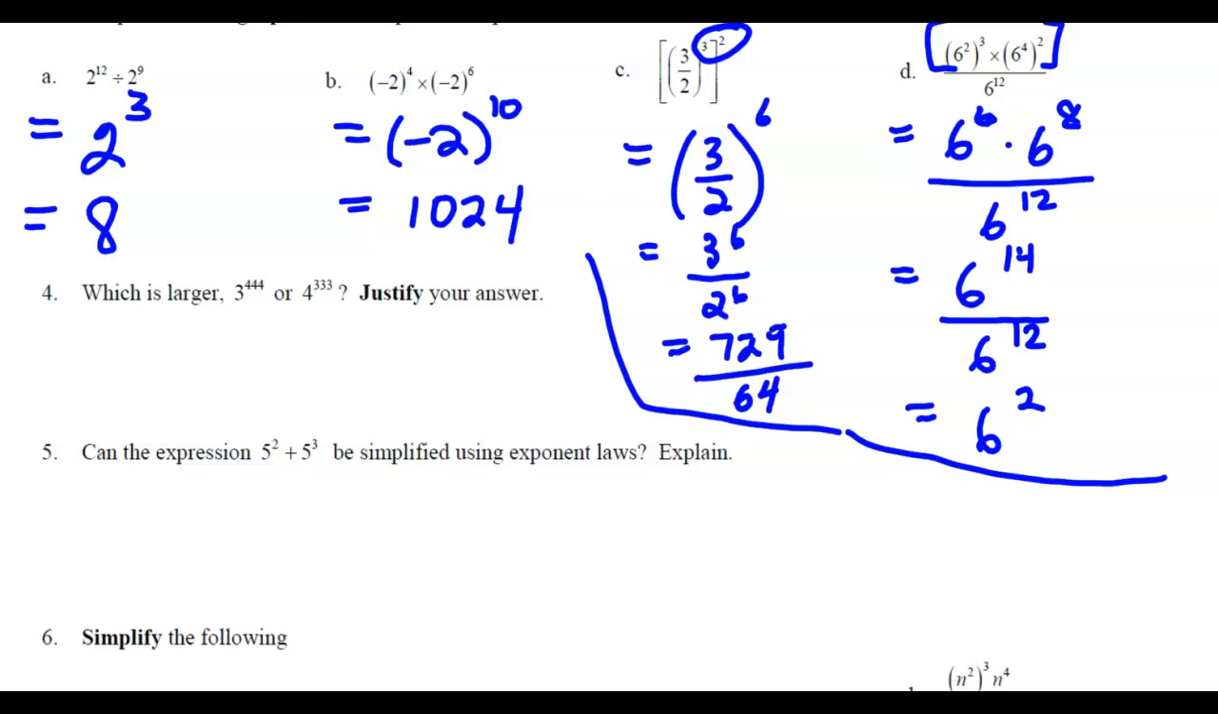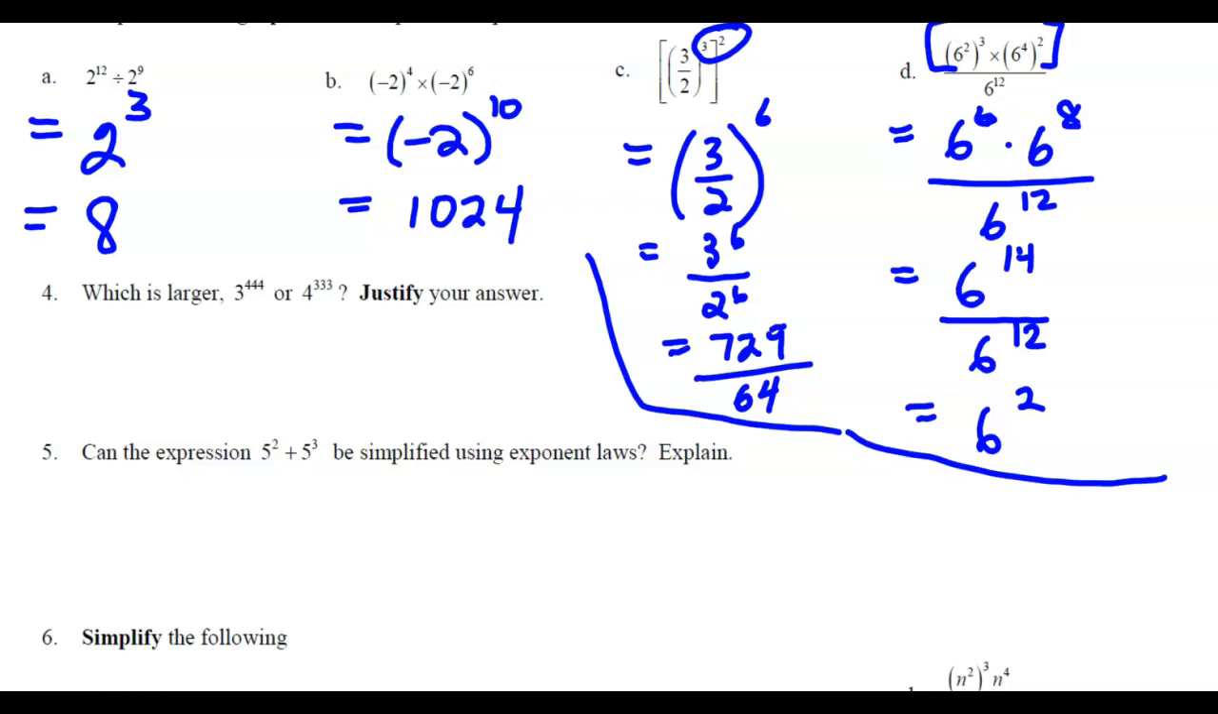Okay, which is larger? 3 to the 444 or 4 to the 333? Put it in your calculator. What happens? Error. 3 to the 444 is an error. On a TI, it's called overflow. I think maybe on a Casio, same thing. It's so big, it won't store it in there. Okay, we've got to think of a way of figuring this out.